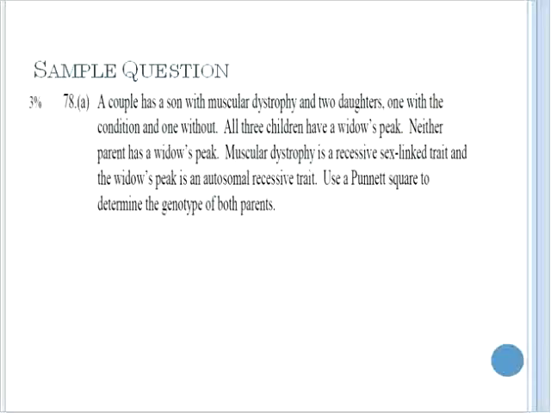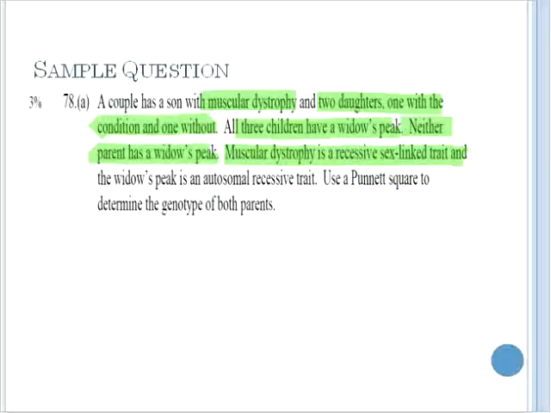Another constructive response question is presented as you see here. The question reads, a couple has a son with muscular dystrophy and 2 daughters, one with the condition and one without. All 3 children have a widow's peak. Neither parent has a widow's peak. Muscular dystrophy is recessive sex-linked. Widow's peak is an autosomal recessive. You are interested in finding out the genotype of both parents.